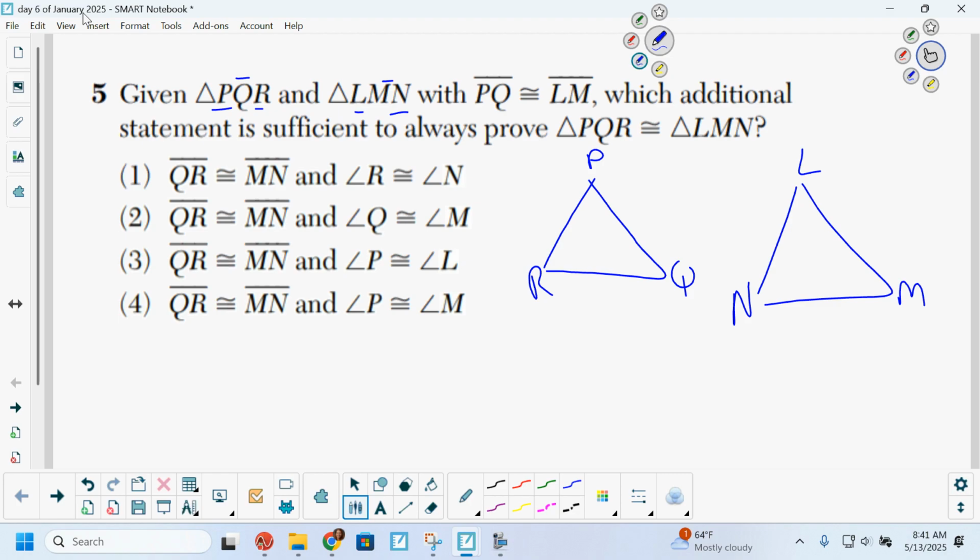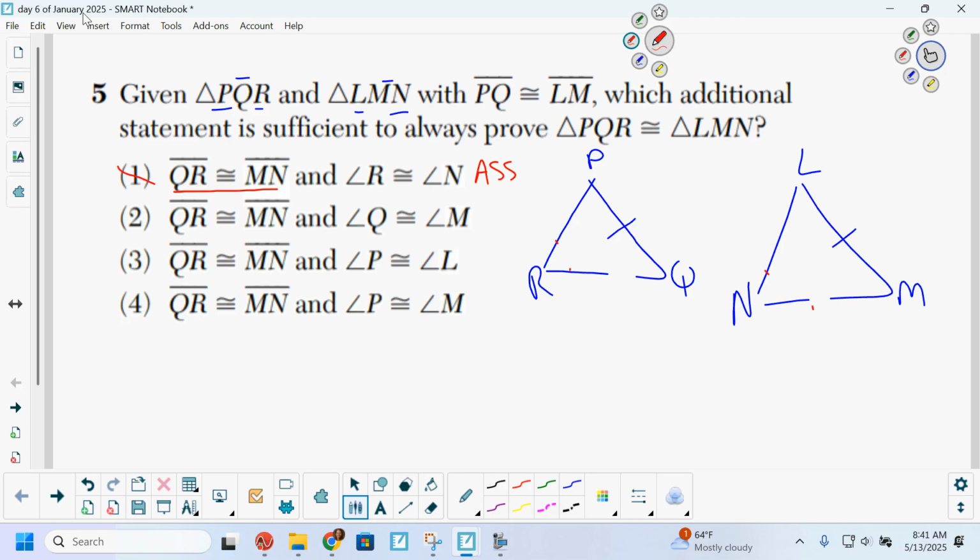All right, so they're telling me that PQ is congruent to LM. So I need to know which other information is going to be enough. All right, so what else do they tell me? The first one says that QR is congruent to MN, and the angle R is congruent to angle N. Would this be enough to prove the triangles are congruent? Hopefully you're saying no, because it's angle, side, side, and that's not one of the ones that's allowed. So nope, not that guy.